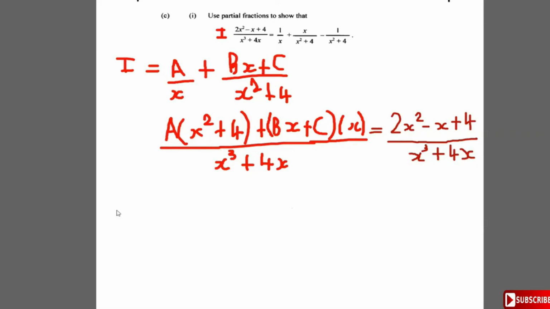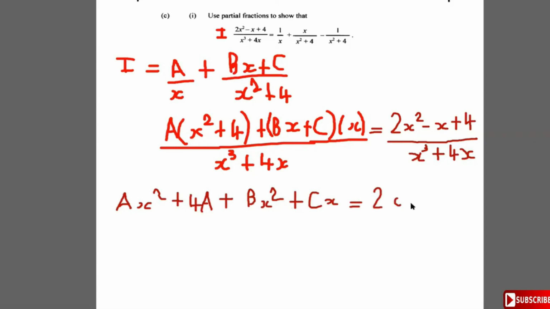Equating their numerators, we're going to get that ax squared plus 4a plus bx squared plus cx is going to be equal to 2x squared minus x plus 4.